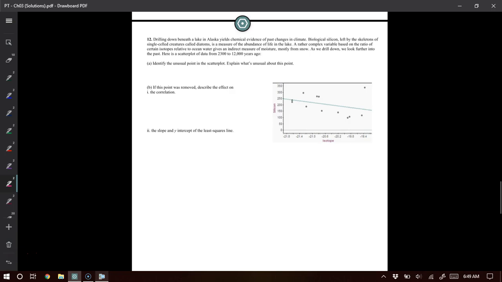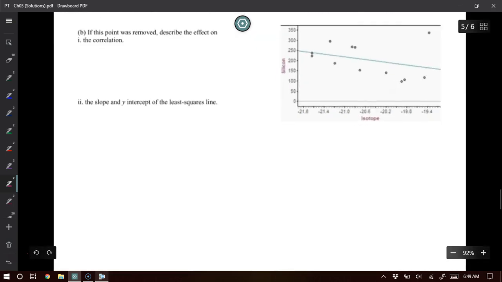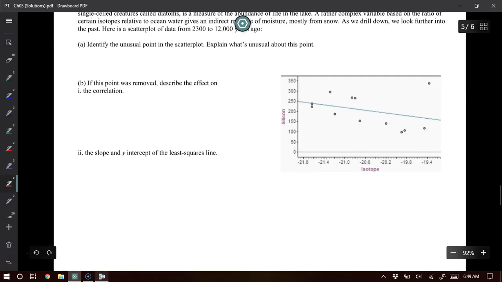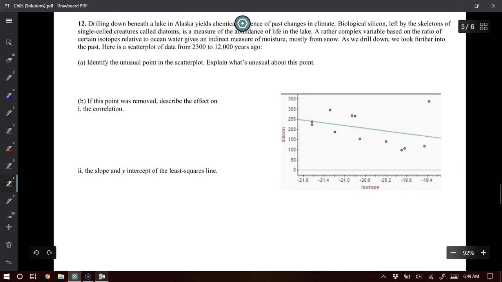As we drill down, we look further into the past. Here's a scatter plot of data from 2300 to 12,000 years ago. Taking a look at this, it looks like the isotope is going to be our explanatory variable. The silicone left behind is going to be our response variable. Looks about right.